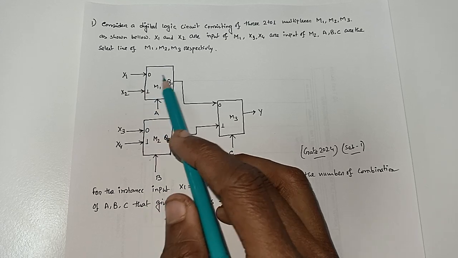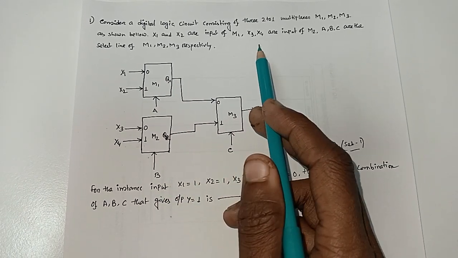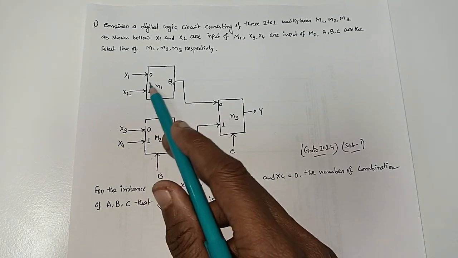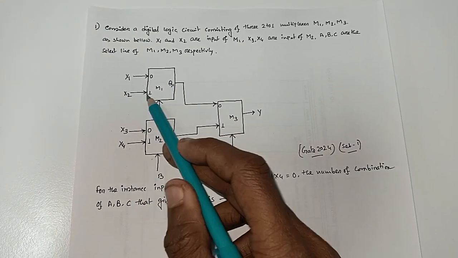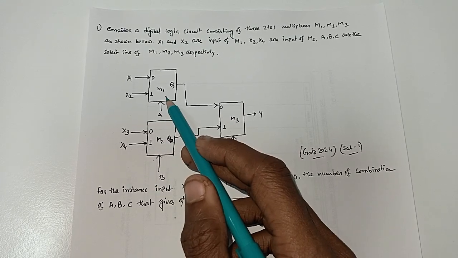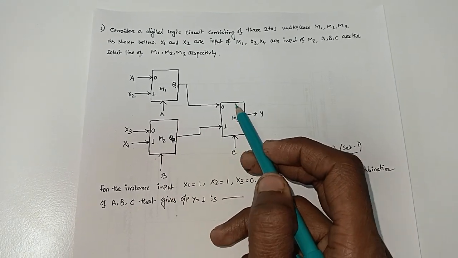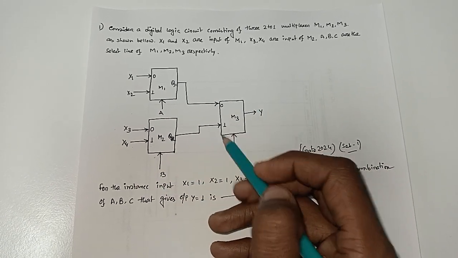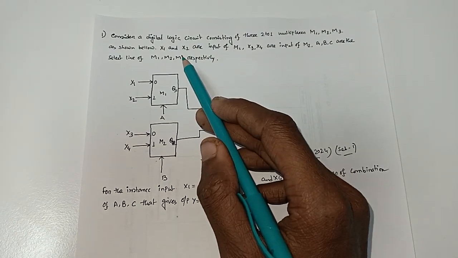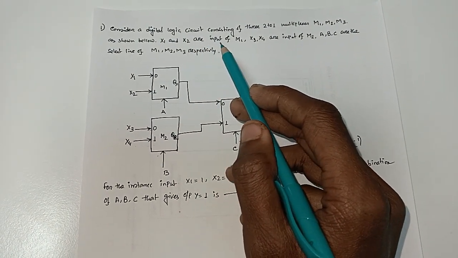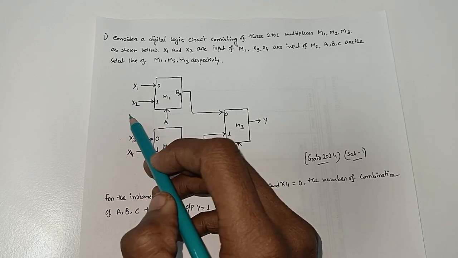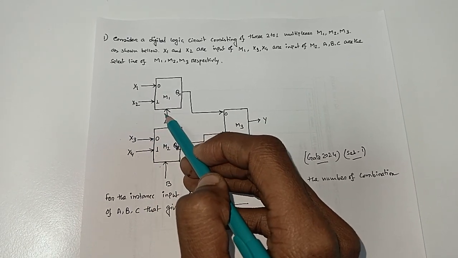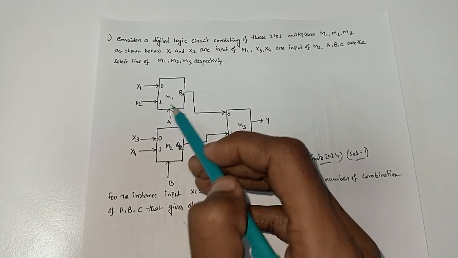Consider a digital logic circuit which consists of three 2x1 multiplexers M1, M2, M3. This is a 2x1 multiplexer, where there are two inputs and one selector. Based on the select line we get the output. This is M1, this is M2, the second multiplexer, and this is the third multiplexer. Then x1 and x2 are the two inputs of M1, where x1 is connected with 0 and x2 is connected with 1.